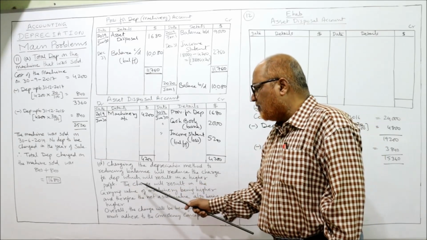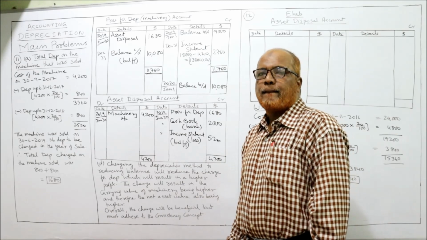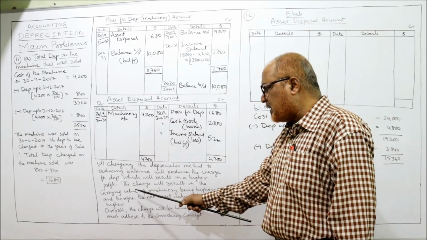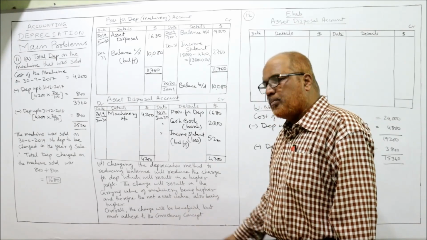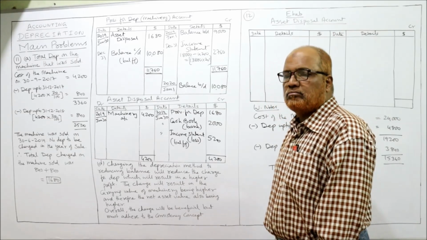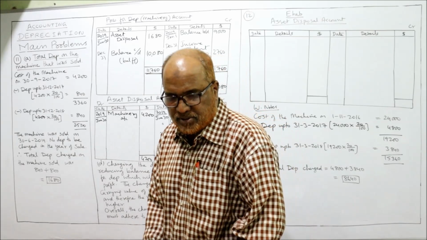So here I have written that changing the depreciation method to the reducing balance method will reduce the charge of depreciation, which will result in a higher profit. Just now I told you the profitability will increase. The change will result in the carrying value of the machinery being higher and therefore the net asset value also being higher. So overall the change will be beneficial, but it must adhere to the consistency concept.